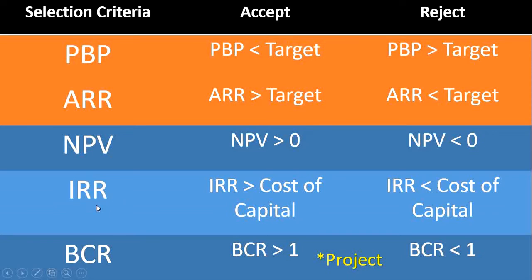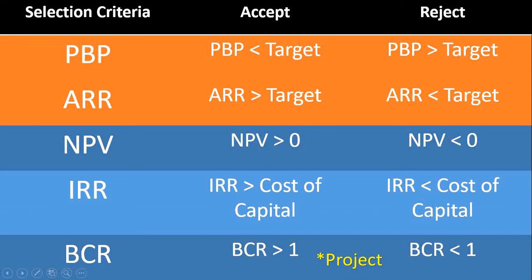Okay, then when IRR is greater than the cost of capital, straight accept the project, and when IRR is less than the cost of capital, straight reject the project. So though NPV is the best selection criteria, when it is equal to 0, you have to go to IRR. But when it is greater than 0 or less than 0, you don't need to go to IRR. Okay, because this is the best selection process.